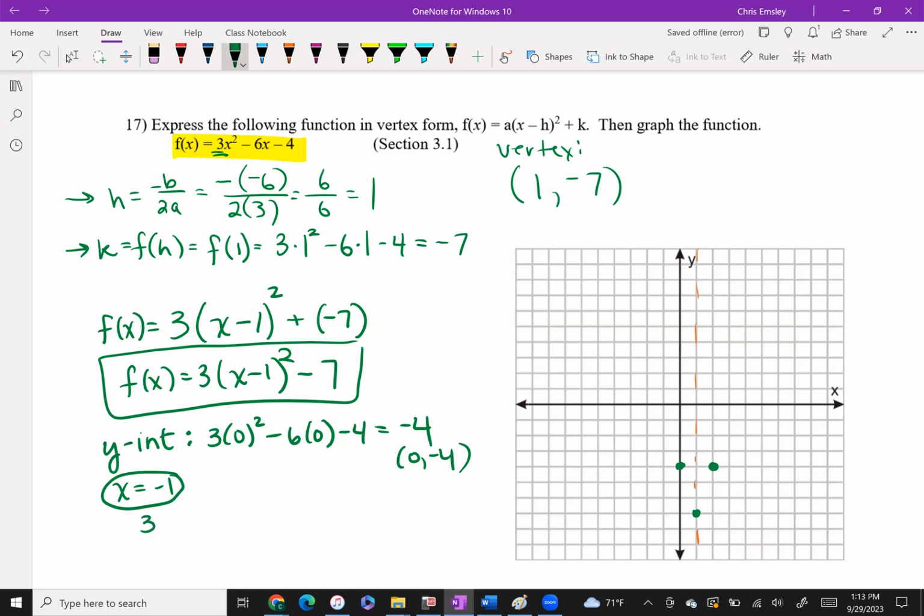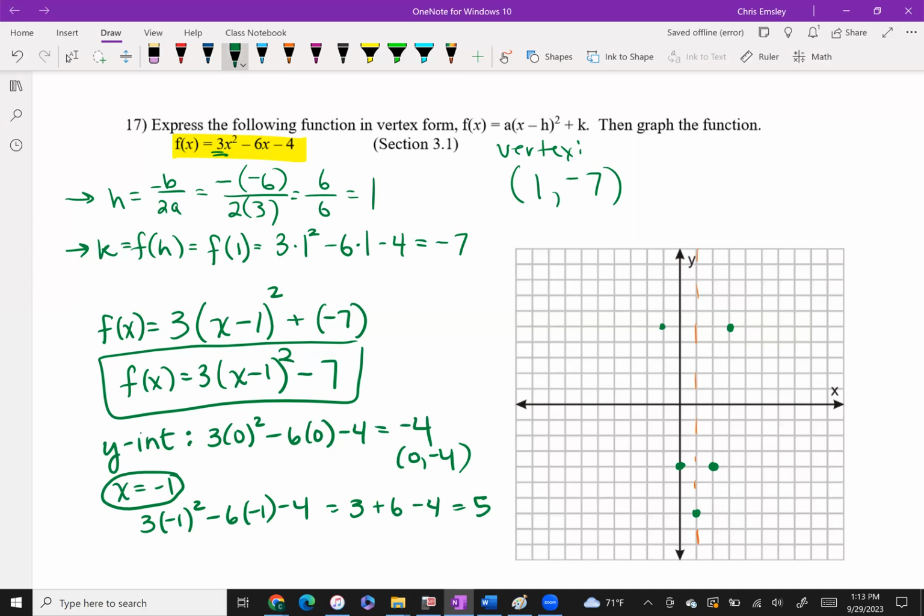3 times negative 1 squared minus 6 times negative 1 minus 4. That is 3 plus 6 minus 4, or 9 minus 4, which is 5. Negative 1, positive 5 here. And again, because of that axis of symmetry, I know I have to have a point 2 units to the right of that imaginary line.